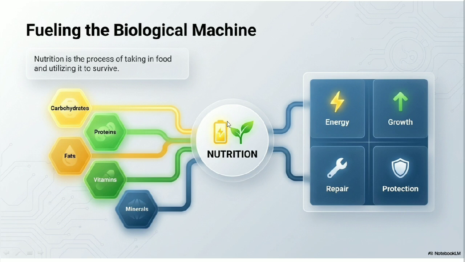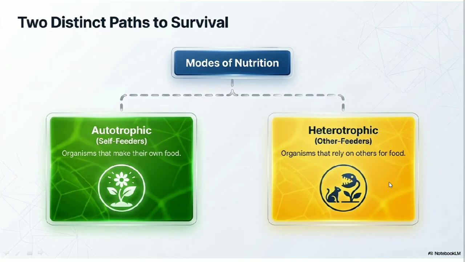So what do we get from nutrition? What is there in nutrition or food? We have carbohydrates, proteins, fats, vitamins, and minerals. So all these things are there in food. And from this we get energy, growth, repair of our body, and protection of our body from diseases.